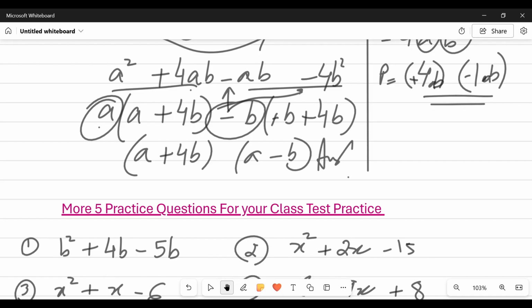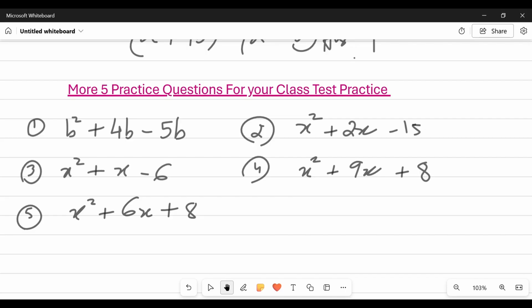Okay, let's check the practice questions. There are 5 practice questions. There are 5 more practice questions here, right, for your class test practice. You need to do all these 15 questions.